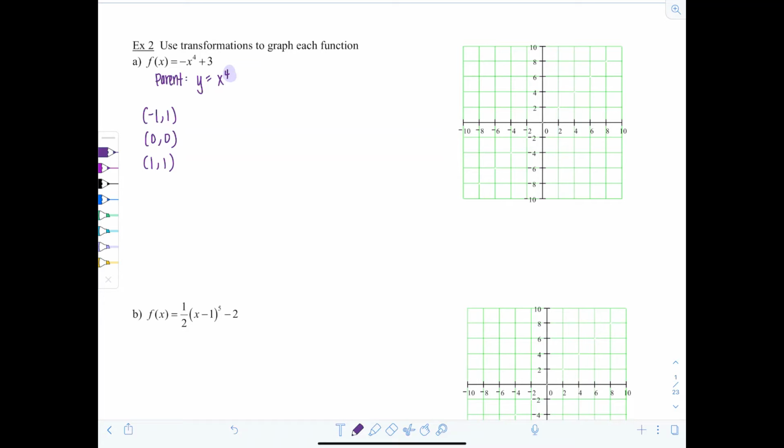Okay, so let's list out what the transformations are. I see two of them. Do you? So first thing we need to do is reflect over the x-axis. And then the second thing we need to do is shift up 3 units.